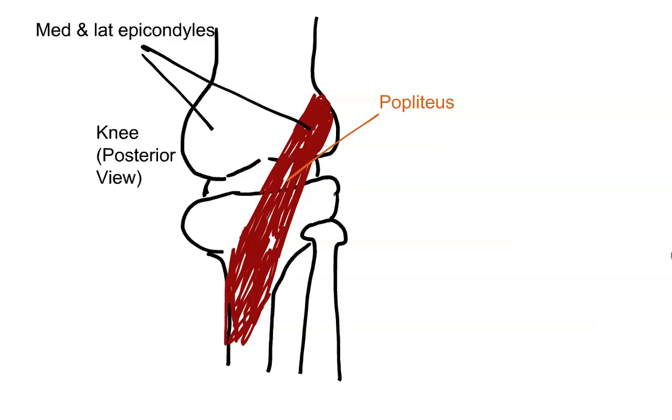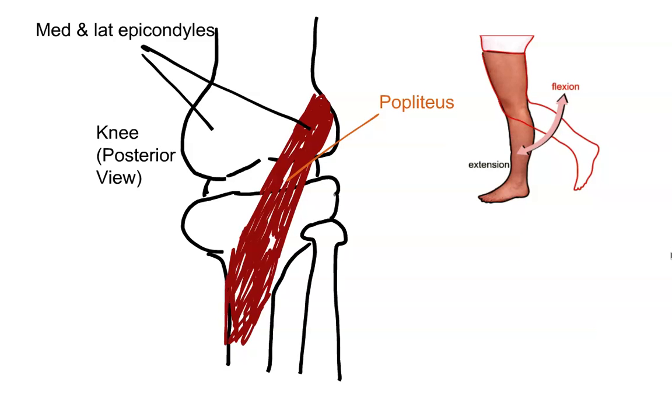So once again, popliteus is a lateral rotator of the femur, which begins the flexion of the knee from its fully extended position. It's supplied by the tibial nerve, which is one of the branches of the sciatic nerve, L4 to S3.